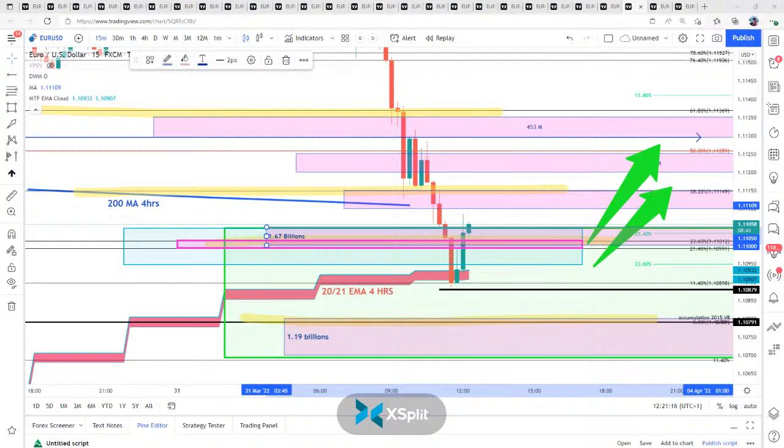Sorry, I'm putting my position, putting the stops right under the candle. 3.5 pips. Good. I will tweet that.